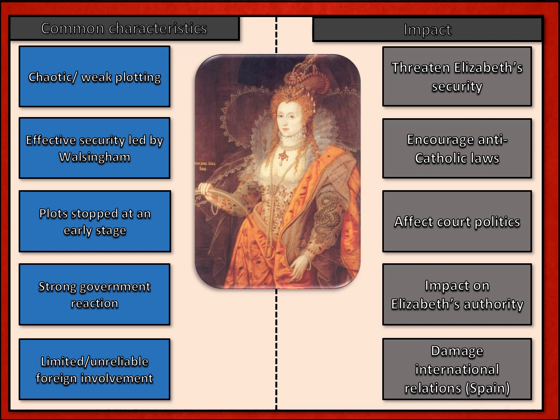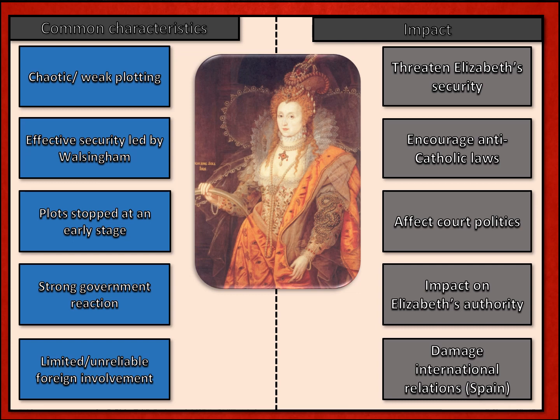And then some common impacts as well. Even though these plots don't tend to get very far, they are important because they threaten Elizabeth's security. As a result of the plots, this feeds into an increasingly anti-Catholic mood in Elizabethan England, resulting in anti-Catholic laws being passed. The fallout of court politics was important as well.